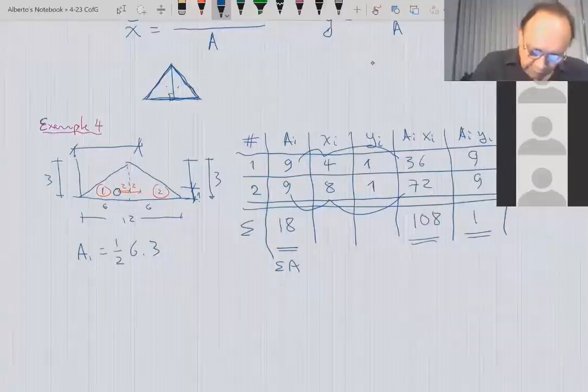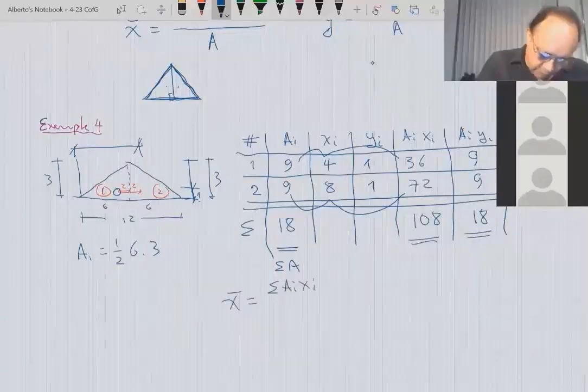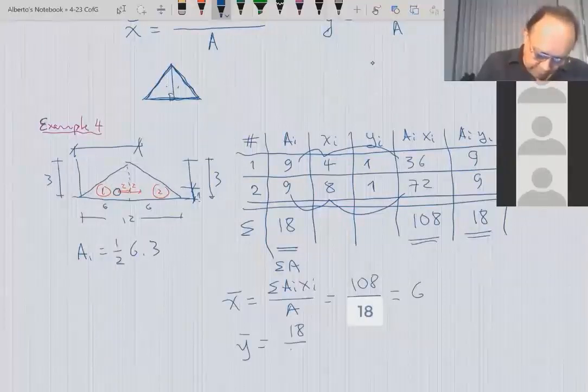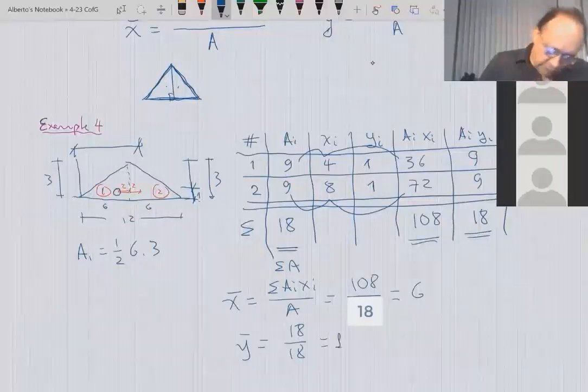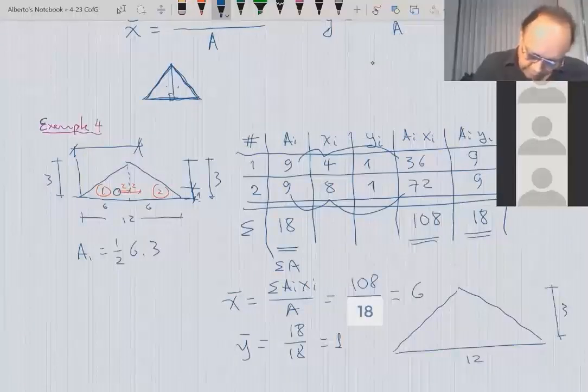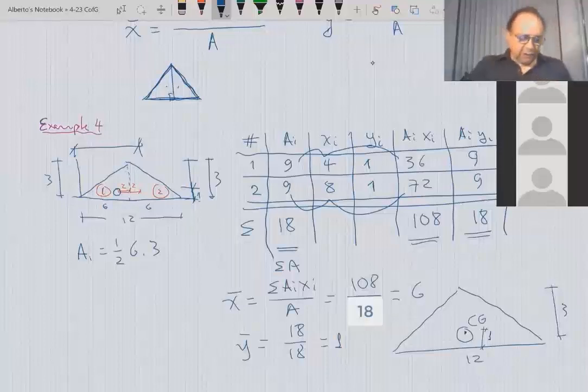Summation here, 18. So now x bar is equal to summation of ai xi over A. So it will be 108 over 18, equals 6. Y bar, 18 over 18, equals 1. So our centroid, if this is 12 and this is 3, is at 6 here, right in the middle, and at 1 from the base. So this is the centroid of this area. All right. Okay.